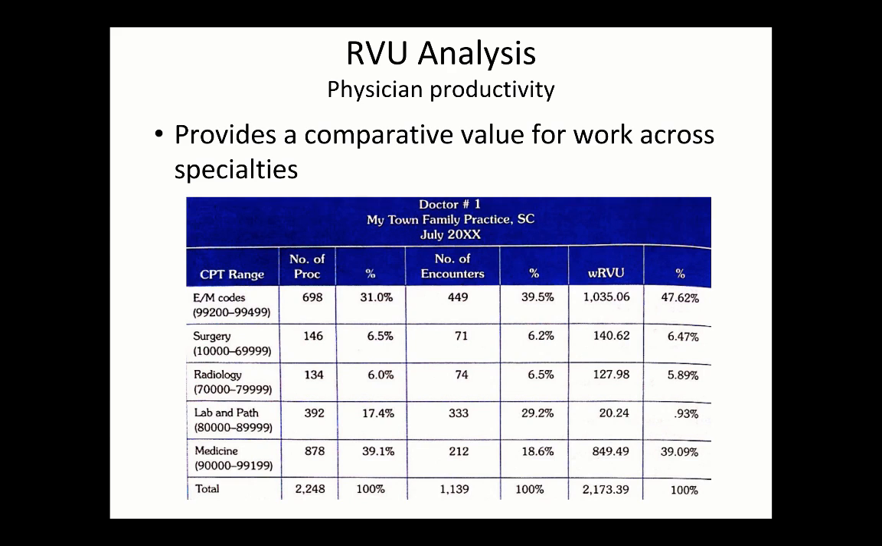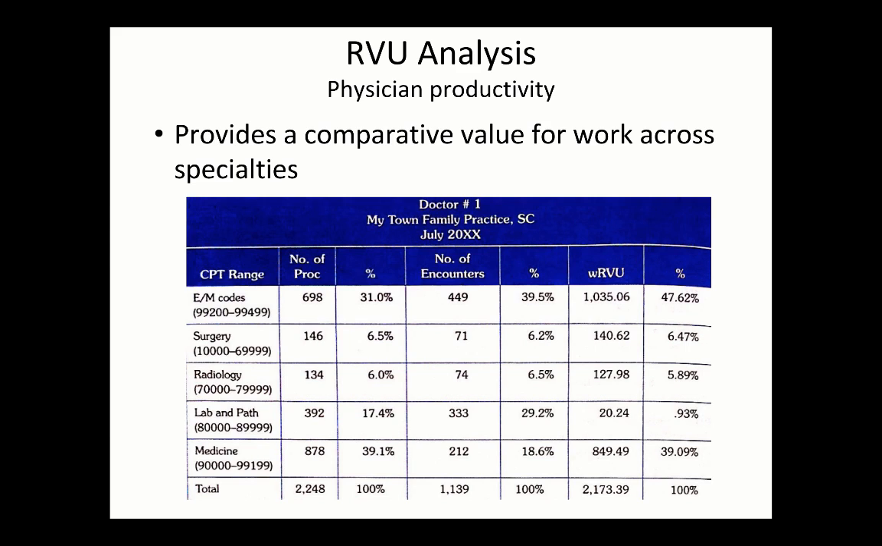The table on this slide shows the physician productivity by CPT ranging for procedures, encounters, and WRVUs for Dr. Number 1 of My Town Family Practice, South Carolina. As you can see, Dr. Number 1 conducted 698 procedures with the CPT code ranging from 99200 to 99499, which accounted for 30% of all procedures. These procedures were carried out in 449 patient encounters, or 39.5% of all patient encounters.